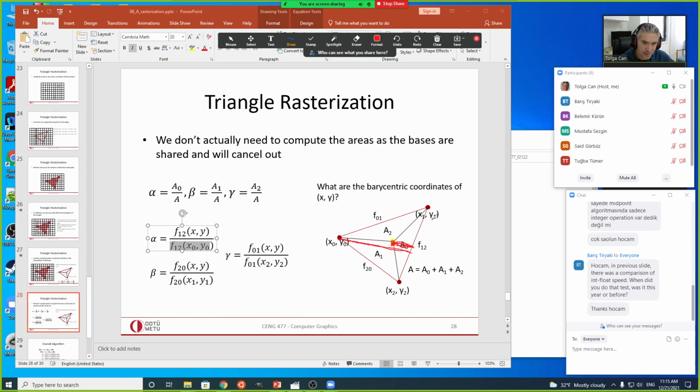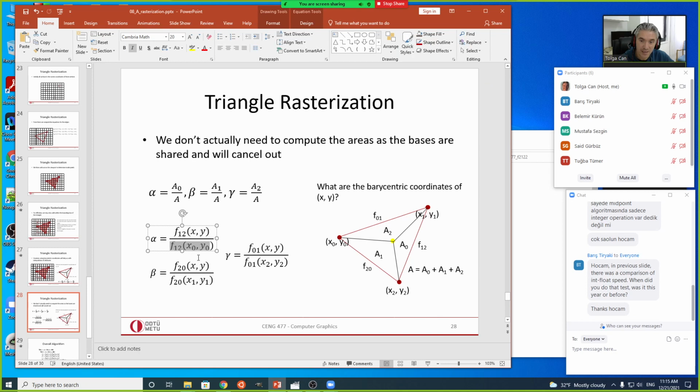Therefore, if you look at these areas, for example, the base is the same. The area is proportional to the height, the distance of this point to this line. So the alpha value, the barycentric coordinates, can actually be found directly by these ratios, by plugging your pixel's coordinates into these. The denominators are all constants here, as you can see, for each edge, which defines a particular alpha, beta, gamma.